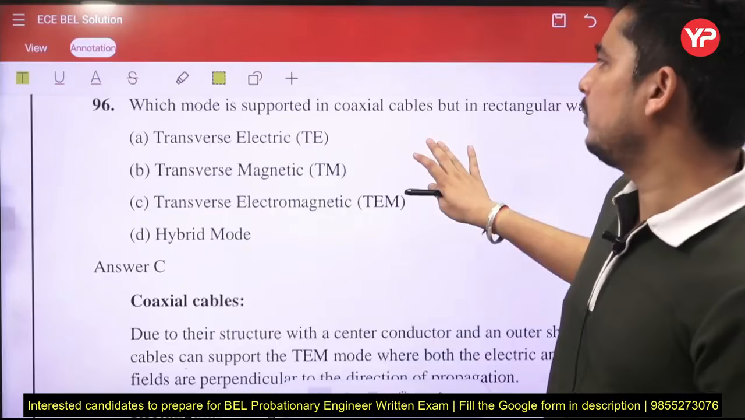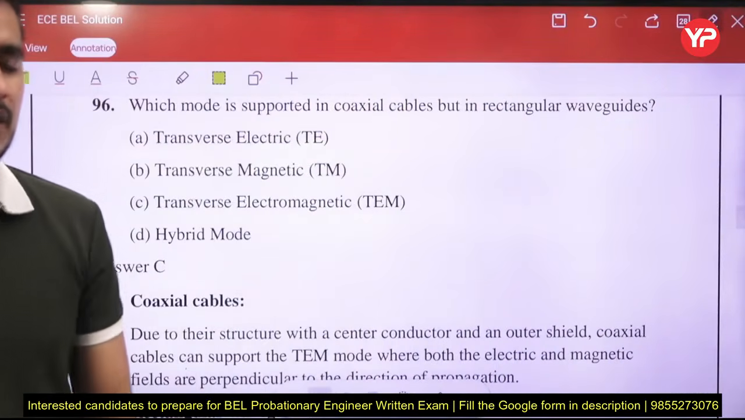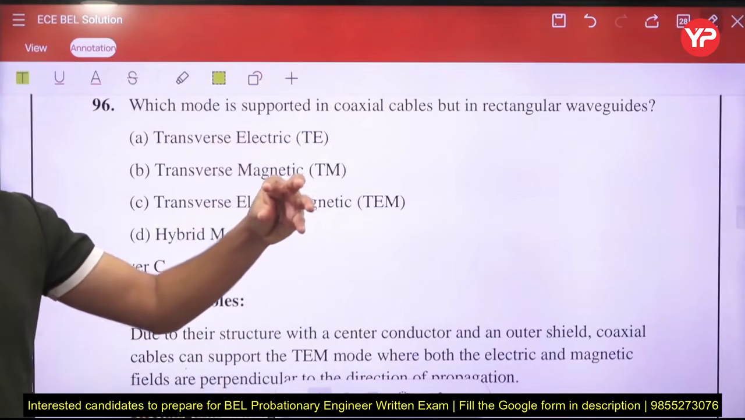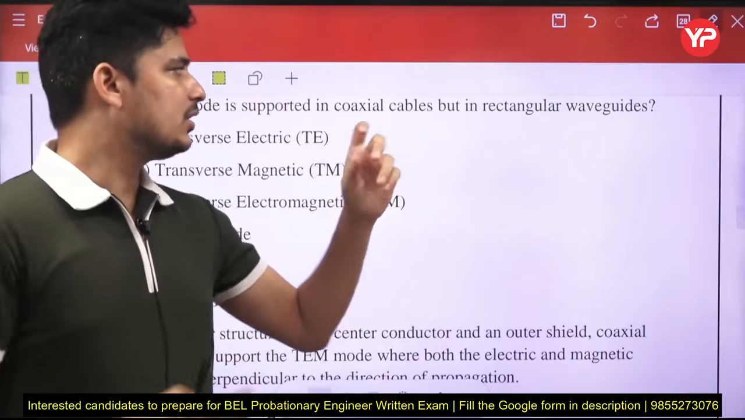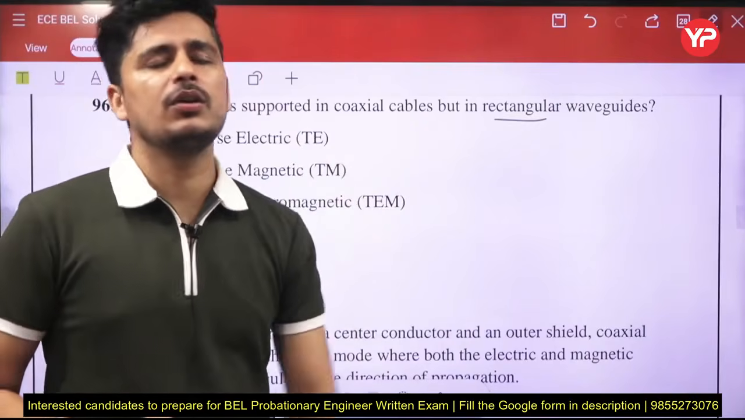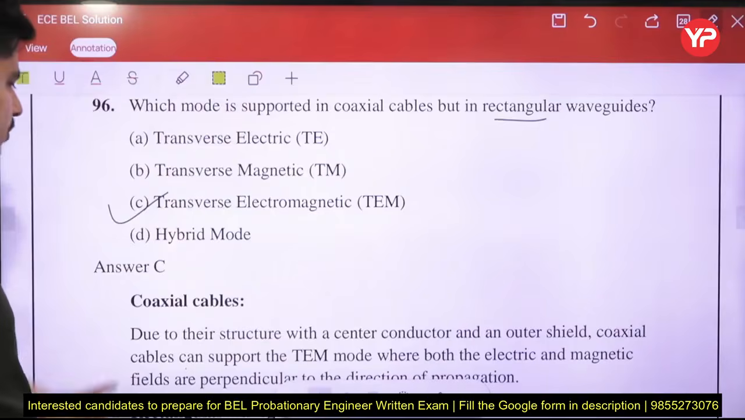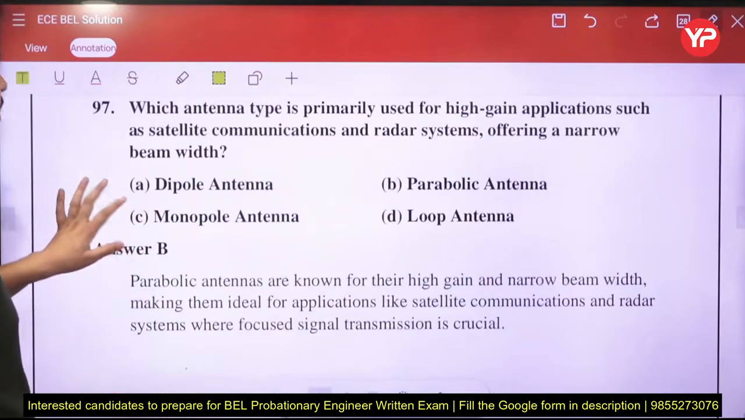Which mode is supported in coaxial cable but not in the rectangular waveguide? See, that is TEM mode. TEM mode is generally supported by coaxial cable, but the rectangular waveguide will not support that TEM mode. So which mode is it? Transverse electromagnetic mode. Coaxial cable, right, it will support that.